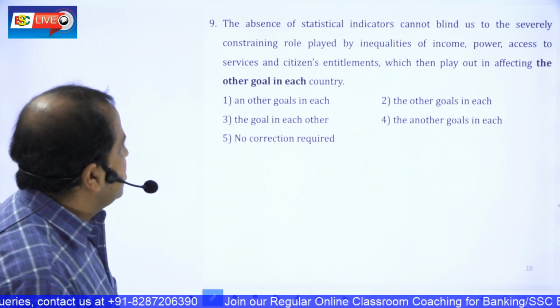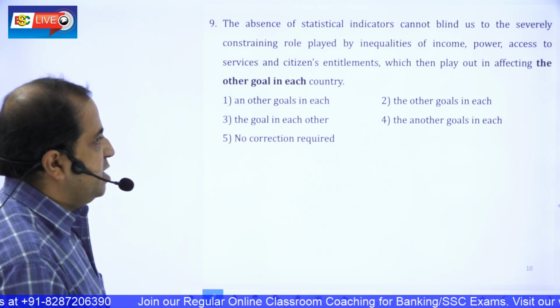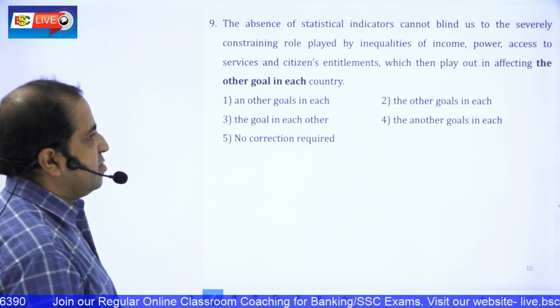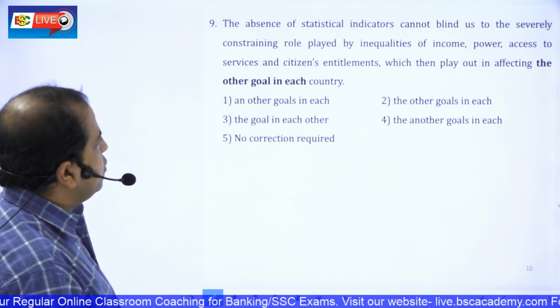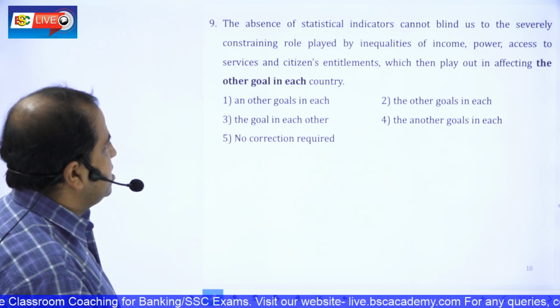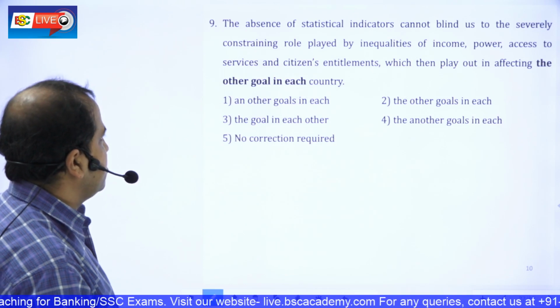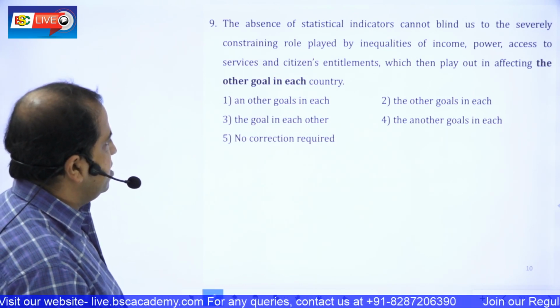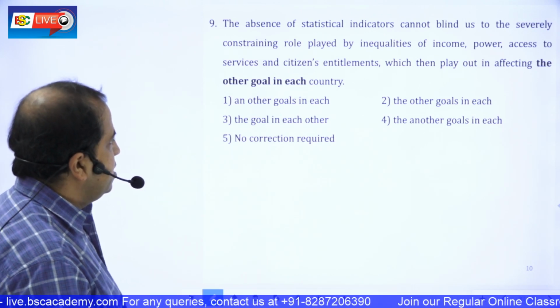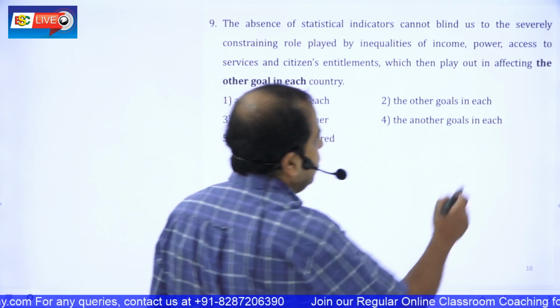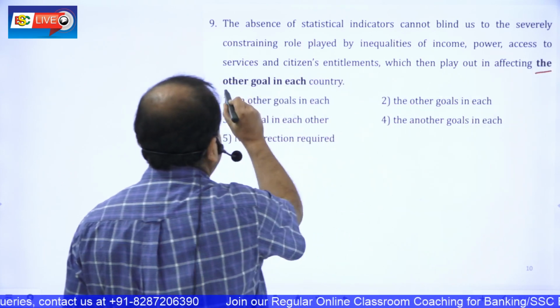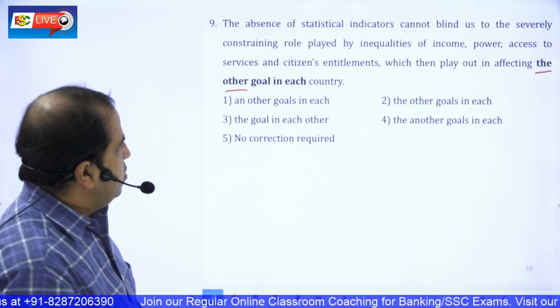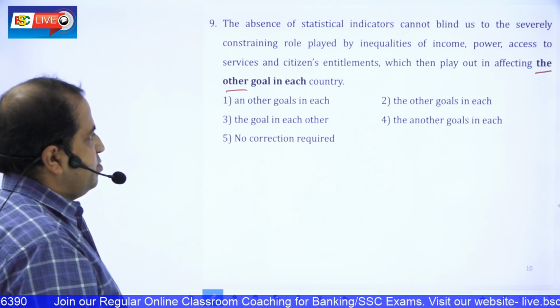The absence of statistical indicators cannot blind us to the severely constraining role played by inequalities of income, power, access to services, and citizens' entitlements, which then play out in affecting the other goal in each country. The other goal, which other goal are we talking about? Is it some specific goal? No. So then it would be another goal.